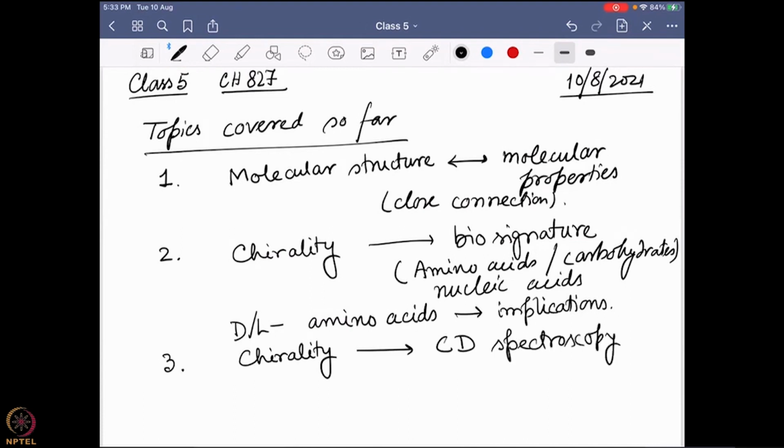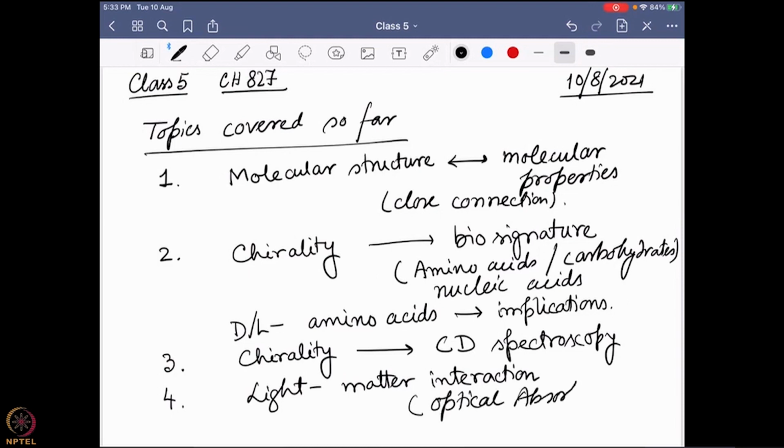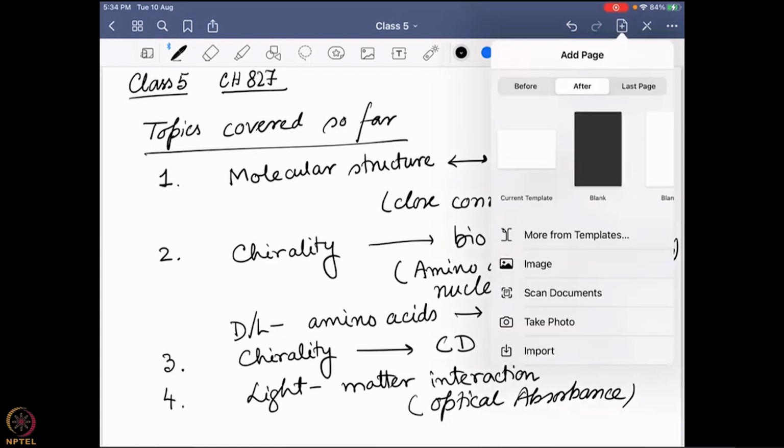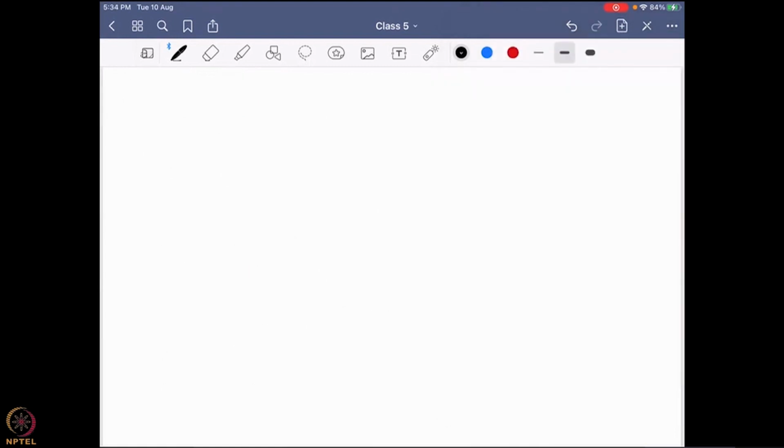But before we go to CD spectroscopy, in the last class we have learned what a light matter interaction is and what is happening at the molecule level during a simple optical absorbance. So up to this part we have studied, and today we'd like to go into a little bit more detail on what happens in a chiral molecule, especially the phenomenon we all know, optical rotation. Why does it happen? So let's go into the details.